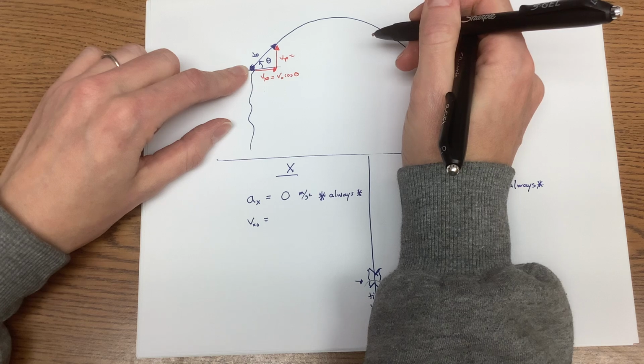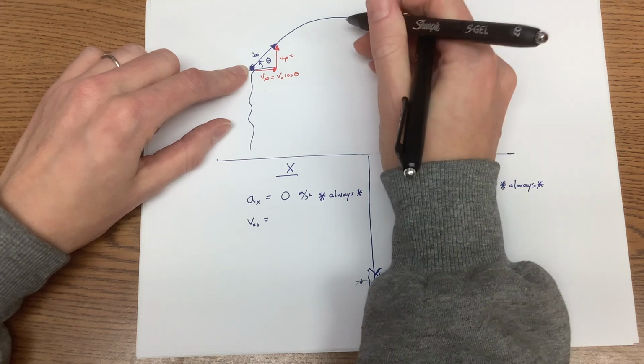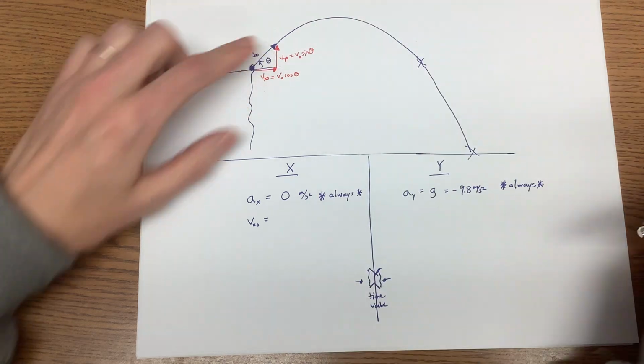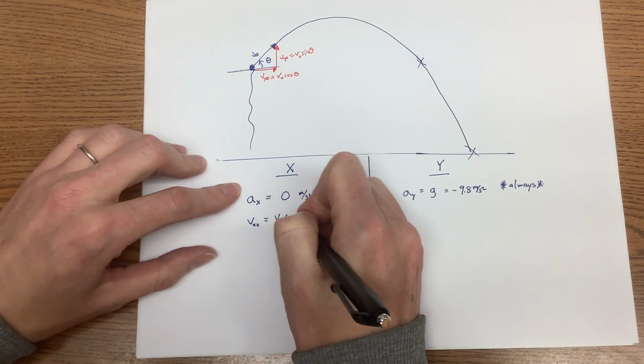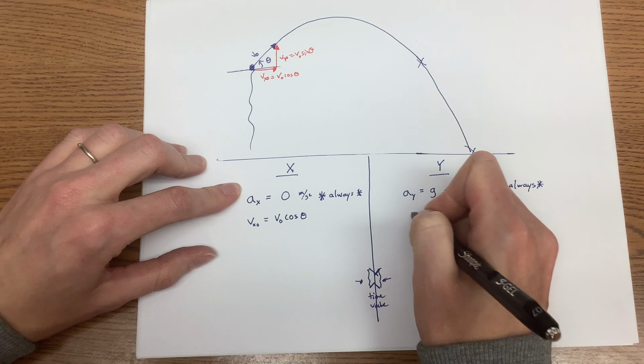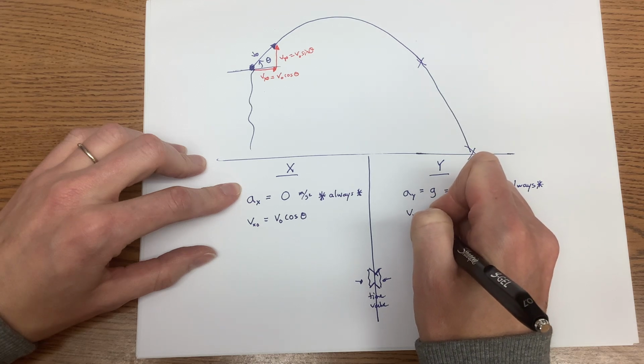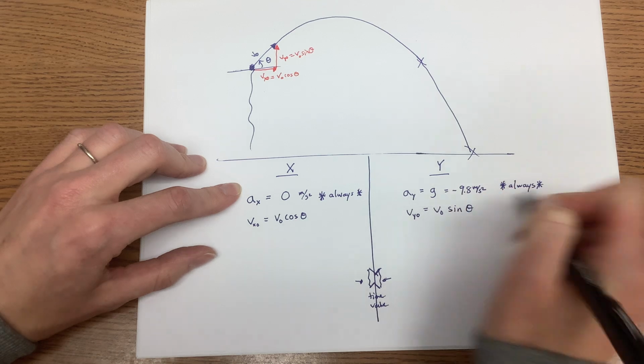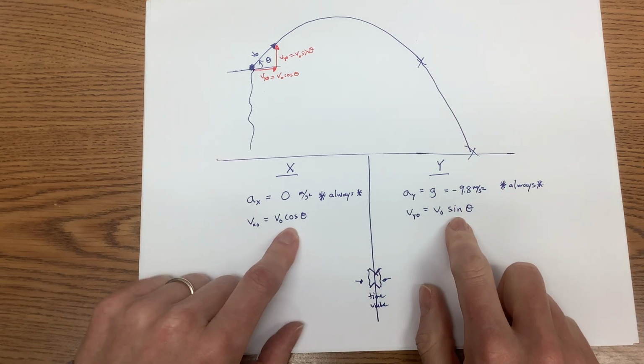And this one is the, what do you call it? Opposite side, so that's v naught sine of the angle. And so we're going to write v naught cosine right here. And this one is vy naught, and that's v naught sine of the angle. Now, I could write always next to that.